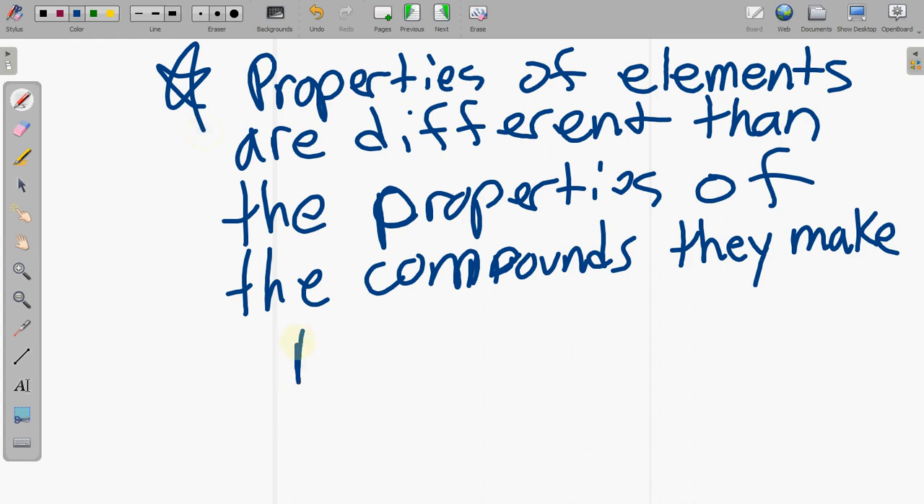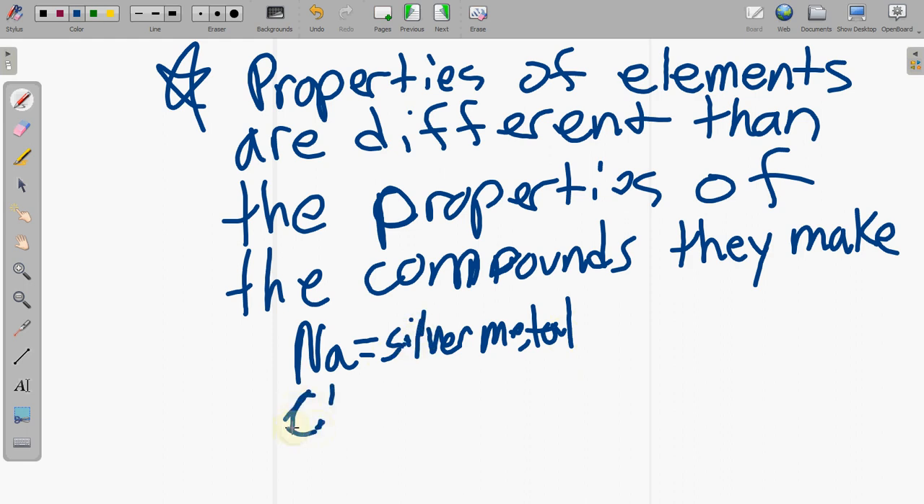Another example, sodium is a silver metal. Okay. Silver in color, it's not actually silver. Chlorine, sorry, the bottom of my board doesn't work great, is a green gas.